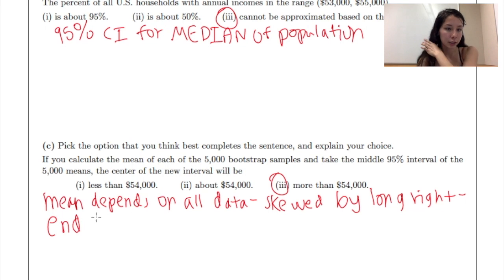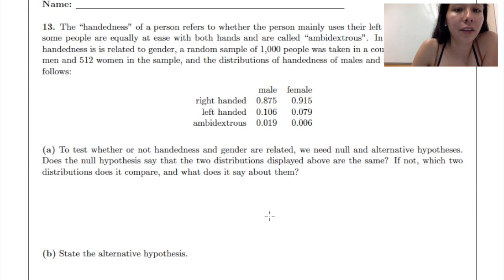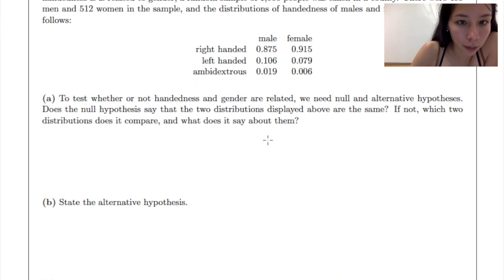Alright, moving on to number 13. The handedness of a person refers to whether the person mainly uses their right hand or left hand. Some people are ambidextrous. In a study of whether handedness is related to gender, a random sample of 1,000 people was taken in a country. There are 488 men and 512 women in the sample. The distributions came out as follows. Here we see there are more right-handed females, more left-handed males, and for ambidextrous, there were more males.